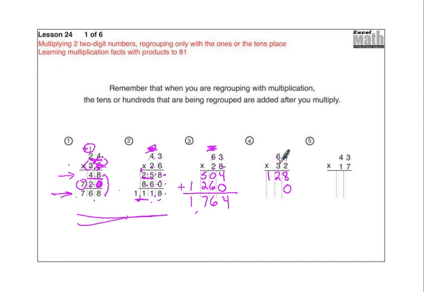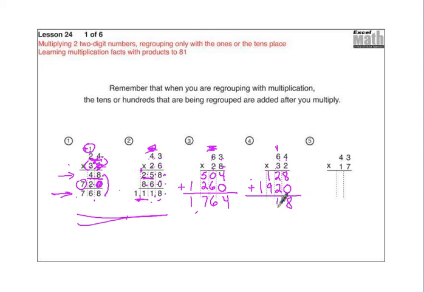I'm going to multiply 64 times 3, or 30 next. 4 times 3 is 12. Put a 2 there. Carry the 1 up to the tens column. 6 times 3 is 18, plus 1 is 19. So my two partial products, I add those together.